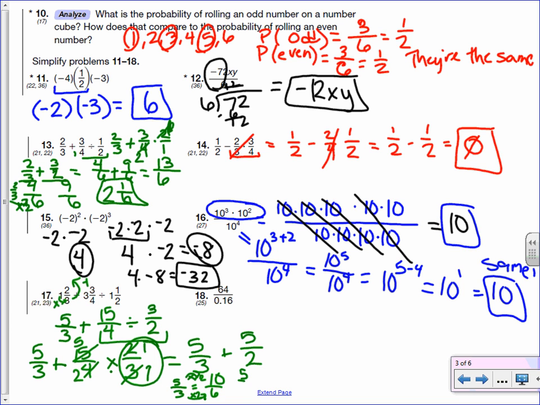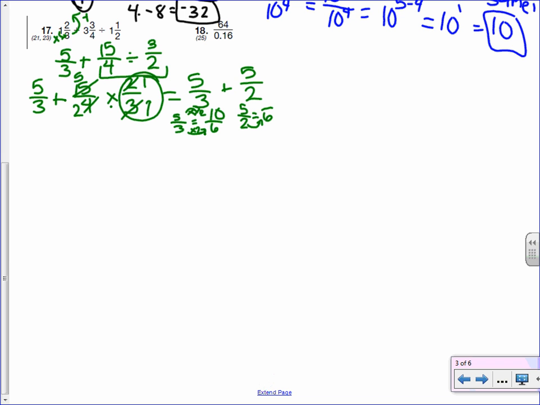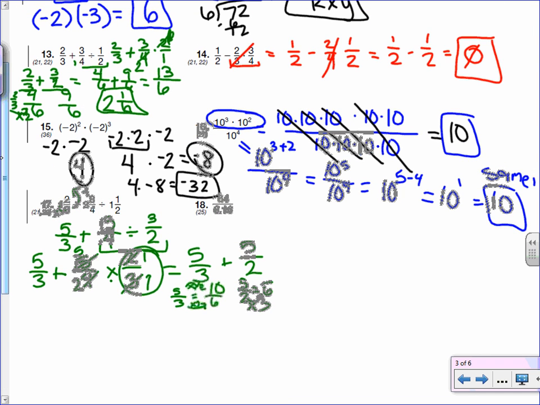5/2 is something over 6. Go from 2 to 6, I multiply by 3. Do that on the top, I get 10. Oops, sorry, I get 15.